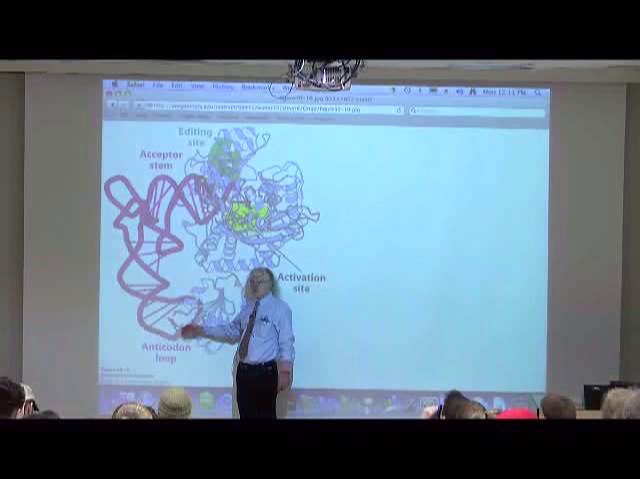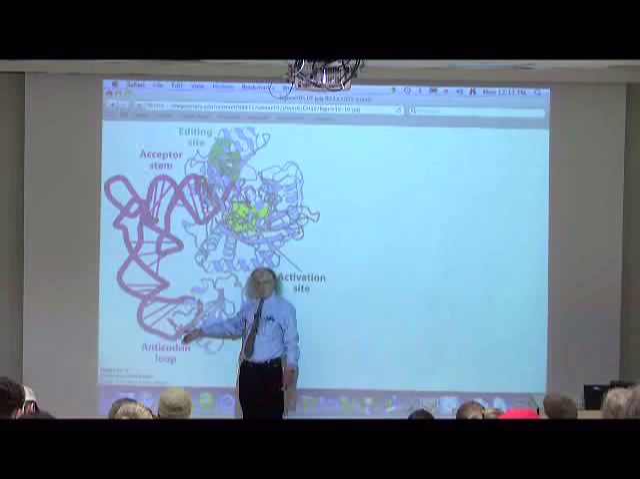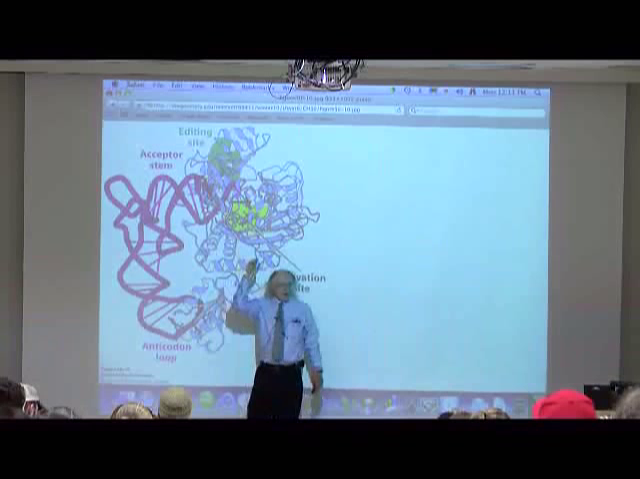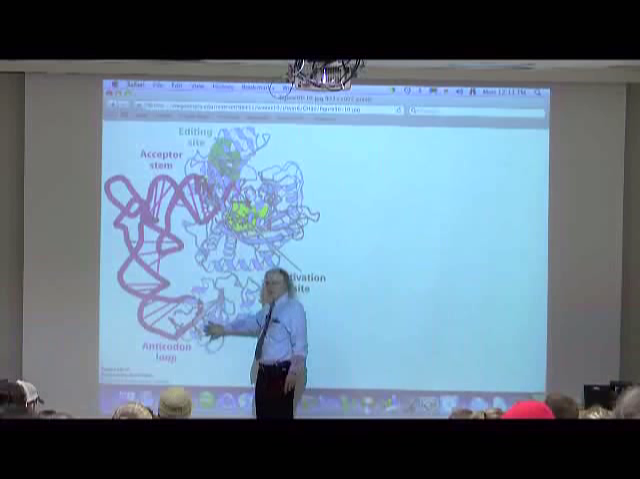Because with this quality control, if this enzyme reaches down and it finds the wrong anticodon sequence here, it will not put the amino acid onto that tRNA. It will only put an amino acid up here if part of the enzyme sends the message that you've got the right tRNA, go ahead and put it on.